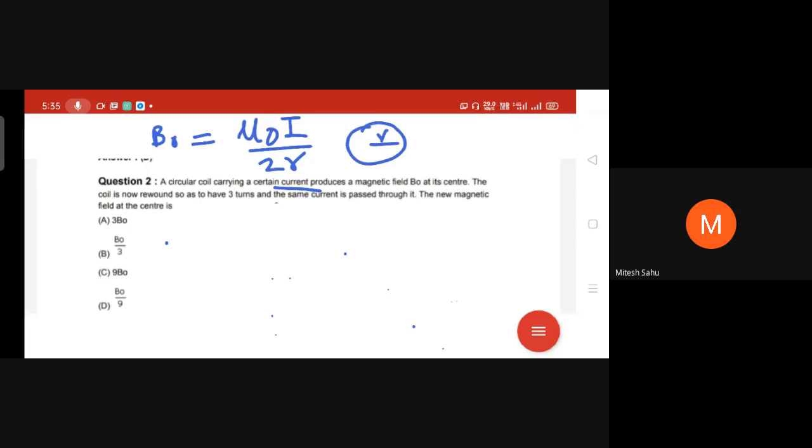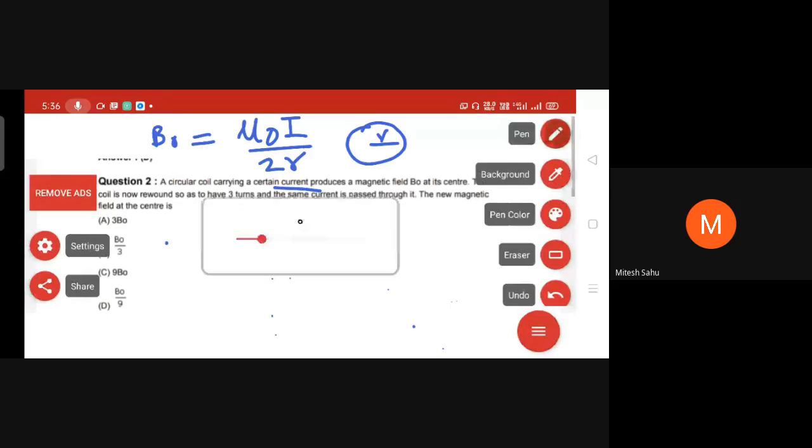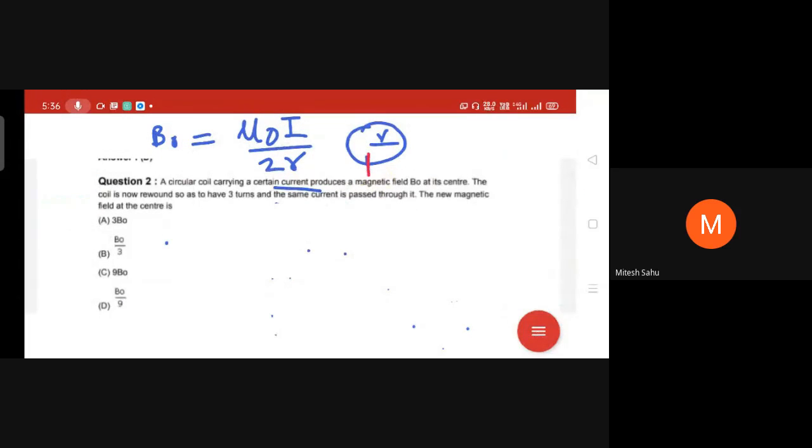Now the same coil is rewound. What will be the radius of the new coil which has three turns? The same coil is rewound. Suppose the length of this coil, if I break this coil and measure its length, then let us assume that L is the length of this coil, which in terms of radius is 2πr. Now the same coil is broken and rewound so that it can have three turns.